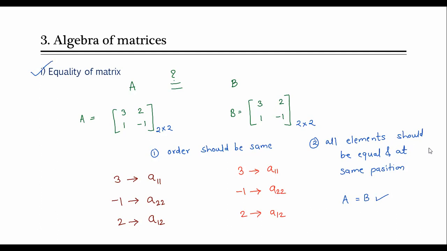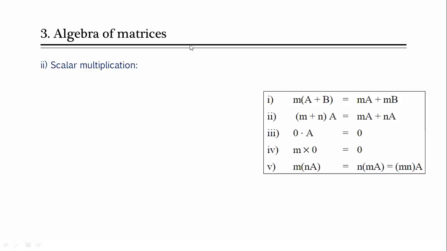Okay, now let us see the next part. The next part is scalar multiplication. Okay, now suppose I am having matrix A, and these are the elements A, B, C, D. Okay, suppose K is any scalar. Scalar means what? It can be any number. It can be a fraction or a negative number or a positive number.